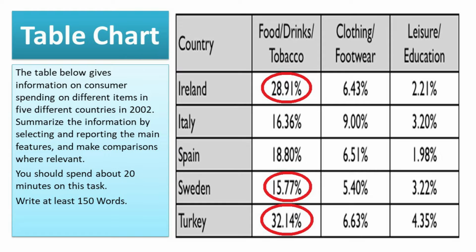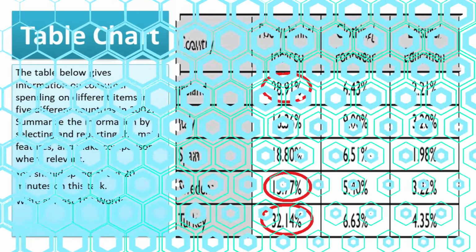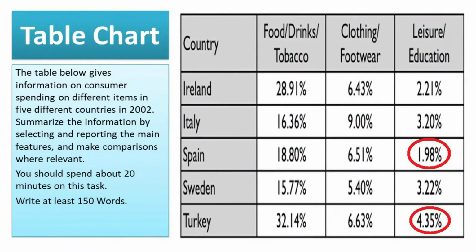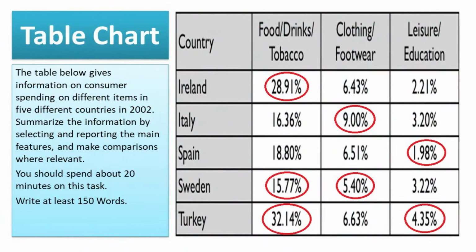Similarly, when we talk about the clothing and footwear category, the highest spender here is Italy. But the country which is spending least is Sweden. On the other hand, when it comes to leisure and education, again Turkey takes the lead, and the highest figure is from Turkey here. And Spain is spending least when it comes to education. So this is the most important information that you can extract from this table chart.